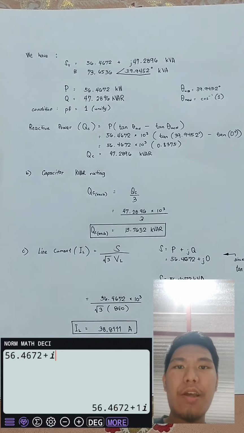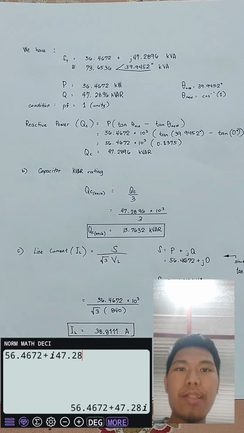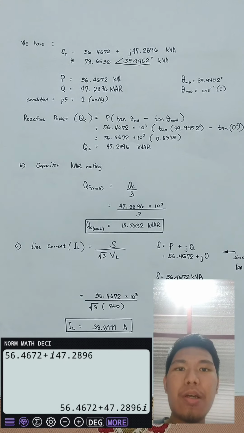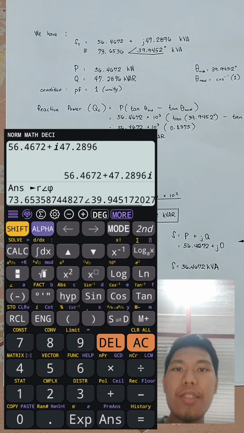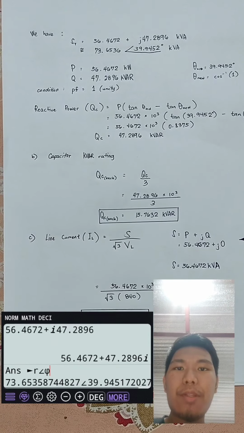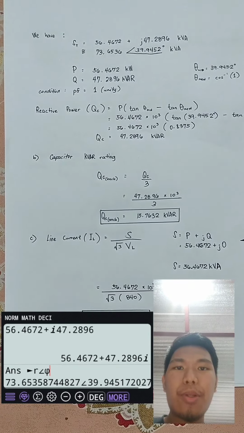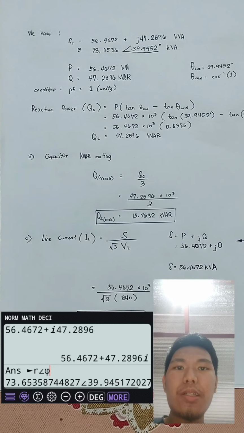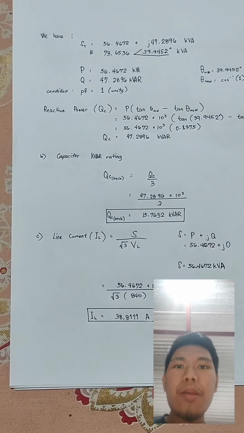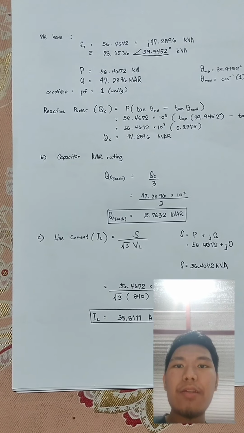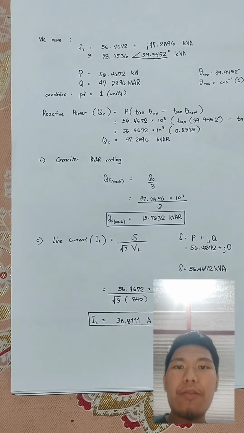Now we have the total complex power of 56.4672 plus J47.2896 kilovolt ampere. We will convert it to its polar form, which is 73.6536 angle 39.9452 degrees kilovolt ampere.